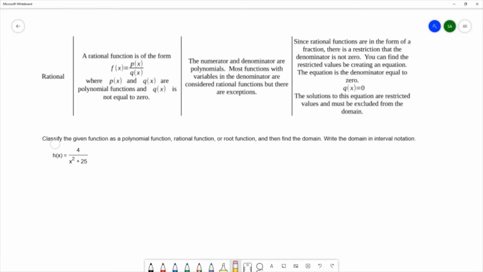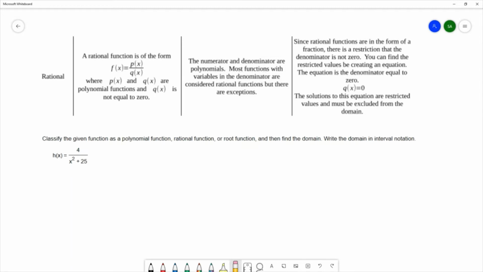This question says, classify the given function as a polynomial function, a rational function, or a root function, and then find the domain. Write the domain in interval notation. So our function is h of x equals 4 over x squared plus 25. This type of function is a rational function. And the reason why I know it's a rational function is because it has a variable in the denominator.